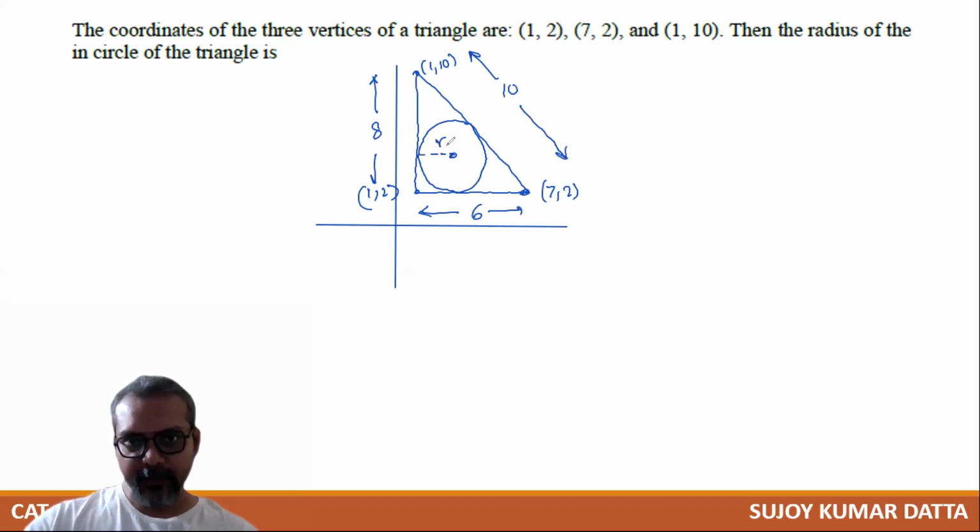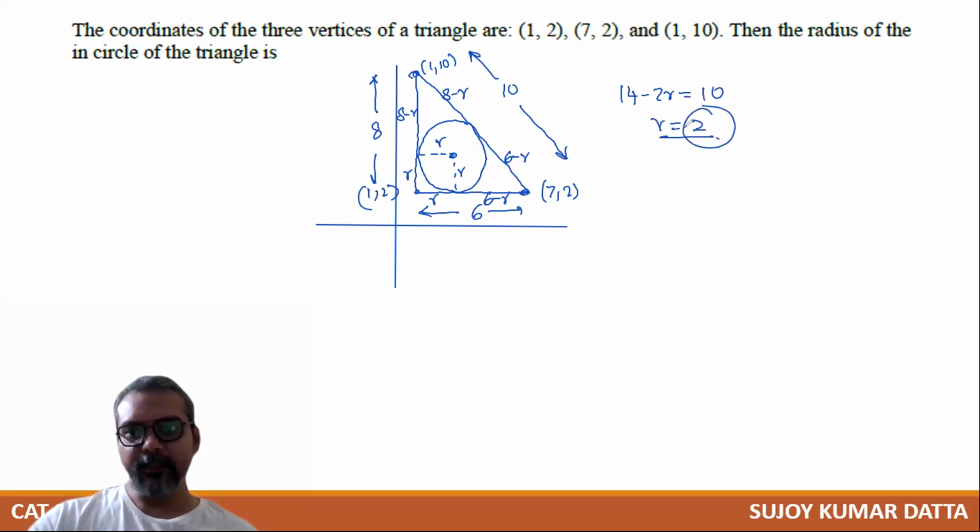Now, if the radius is assumed to be r, so this is r and r. So that's 6 minus r and that's 8 minus r. We know that from the same point, the tangents are equal in length. So this is also 8 minus r and this is 6 minus r. Together, they make 14 minus 2r equal to 10. So r will be 2. That is the answer to this question. All right, moving on to the next one.